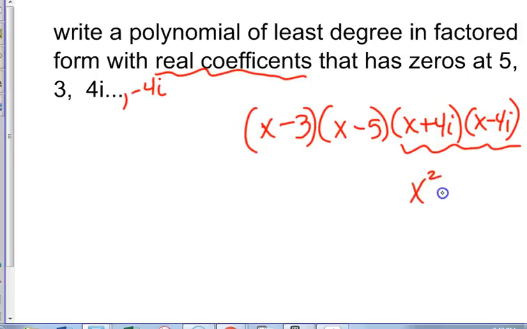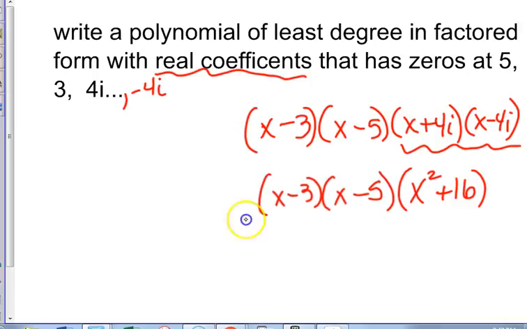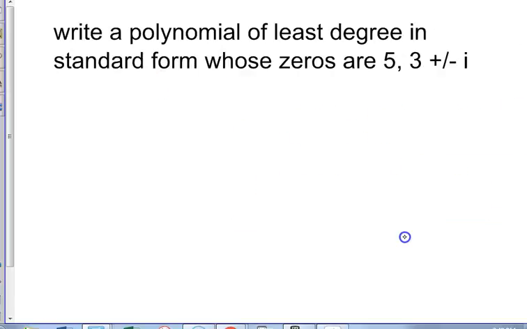X squared plus 4ix minus 4ix minus 16i squared, and the minus 16i squared becomes... Okay. And then you can leave the rest of this, because it says factored form is fine, it just has to have real coefficients. Okay? If what you write down in that last parenthesis could factor, then you did it wrong, right? Because there wouldn't be imaginary solutions if it could factor, so be careful.